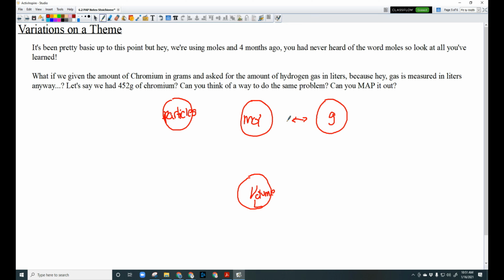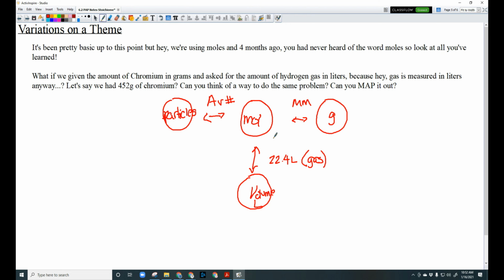We can go from grams to moles using molar mass. We can go from moles to particles using Avogadro's number. And we can go from moles to liters using 22.4 liters. Now, this is only for gas. This isn't liquid, okay? Remember, it's only for gases. If we were going from liquid, we would need the density, the molar volume of the compound, all right?